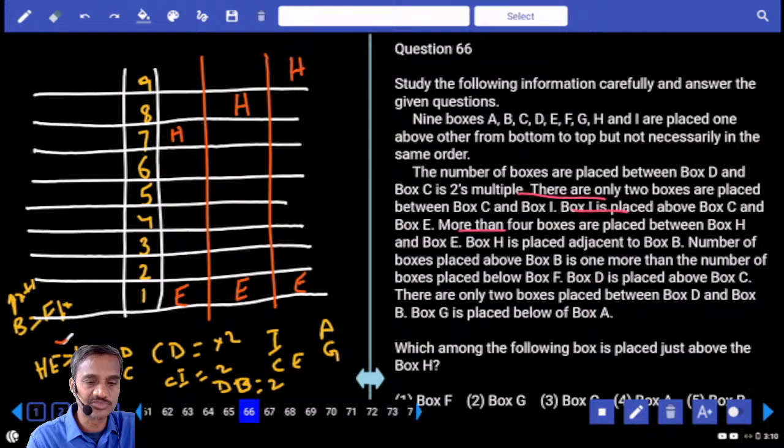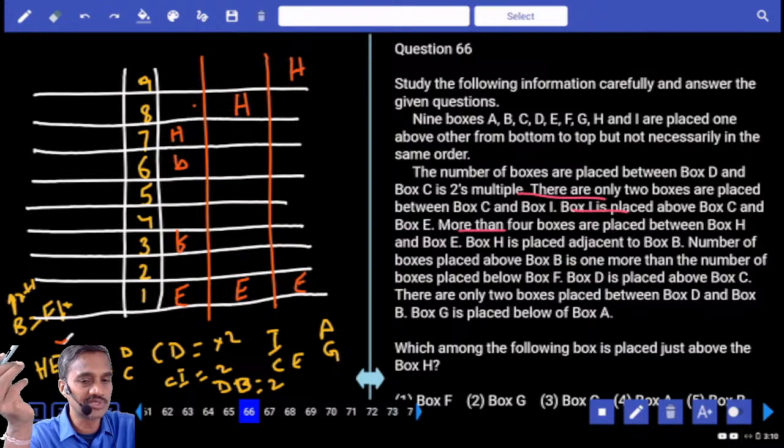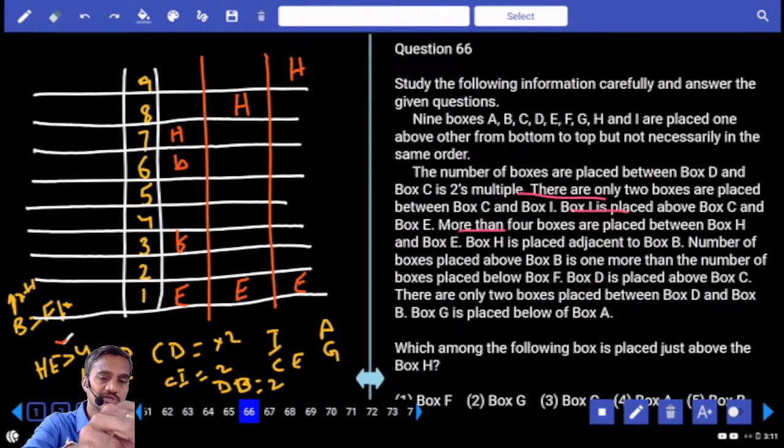Now if you take B at this place, the number of boxes above B is 3, and it is 1 more than the number of boxes below F, hence F must be at this place. Are you following this? This is a possibility. Or if B is here, the number of boxes above B is 1, and below F there must be 0. Below F, 0 is not possible. Hence, we can fix B as well as F. B and F are fixed.